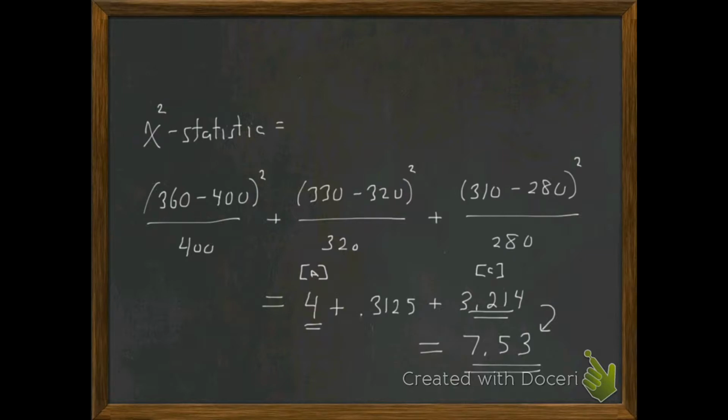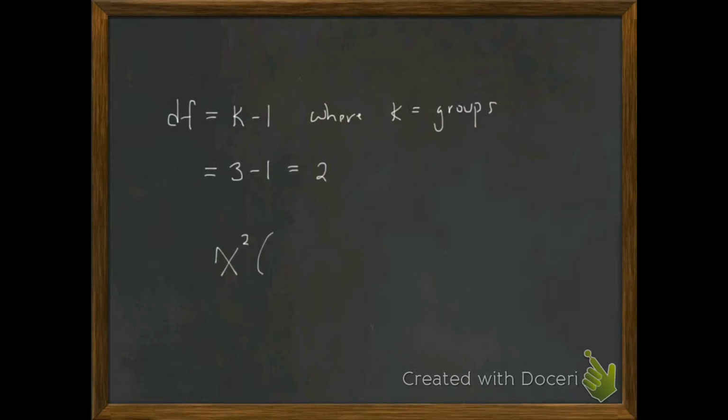Okay? Pretty simple stuff. Now the next thing we need to do is calculate our degrees of freedom. And the degrees of freedom for this situation is very simple. It's just k minus 1, where k is the number of groups. So we have 3 candidates. So guys, we are dealing with the chi-square distribution, degrees of freedom equal to 2.